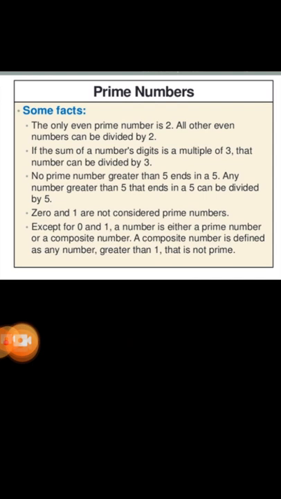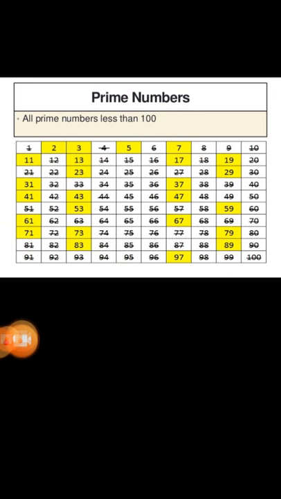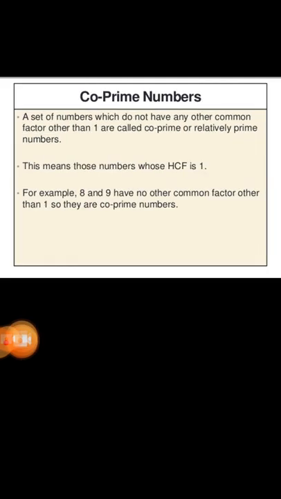0 and 1 are not considered prime numbers. Except for 0 and 1, a number is either a prime number or a composite number. A composite number is defined as any number greater than 1 that is not prime. Here we have some prime numbers less than 100.